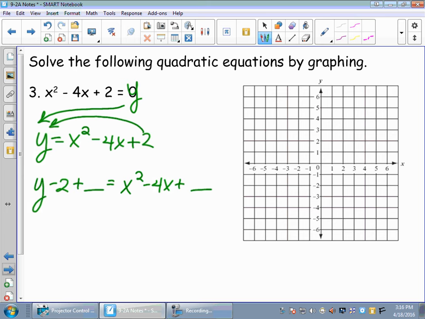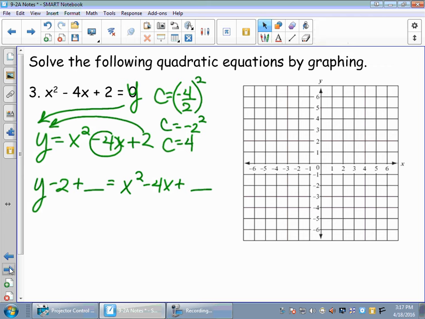This is the day before how you complete the square. I want to change this standard form to vertex form. It all involves using this -4. So my new c value is created by taking the half of the b value and squaring it. So my new c value is going to be -2 squared, which is +4. So we moved out -2 and we brought in +4.